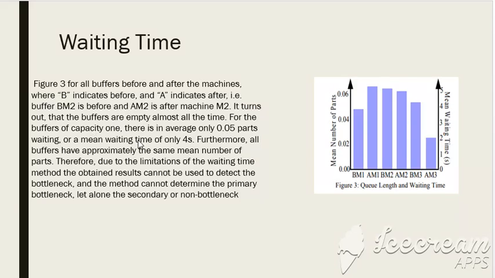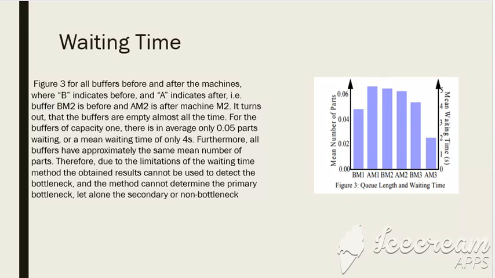For buffers of capacity 1, there are on average only 0.05 parts waiting, and the mean waiting time is only 4 seconds. Furthermore, all buffers have approximately the same mean number of parts. Therefore, due to the limitations of the waiting time method, the result cannot be used to detect the bottleneck, and the method cannot determine the primary bottleneck, let alone secondary or non-bottlenecks.